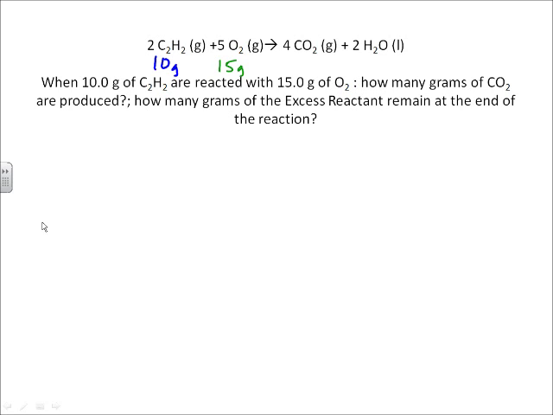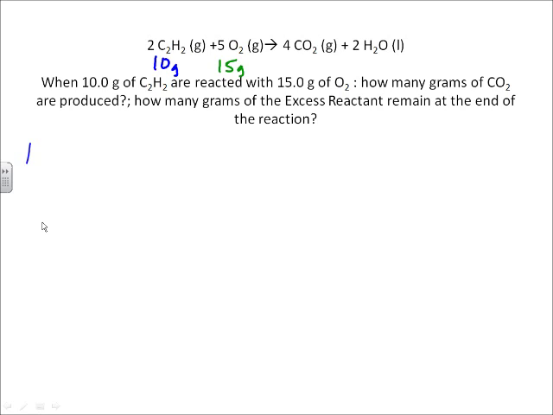So the question asks how many grams of carbon dioxide are produced, and then how many grams of the excess reagent remain at the end of the reaction. So there's actually kind of two parts to the problem. The first part of the problem is just like any standard limiting reactants problem. So what we need to do is two stoichiometry problems.